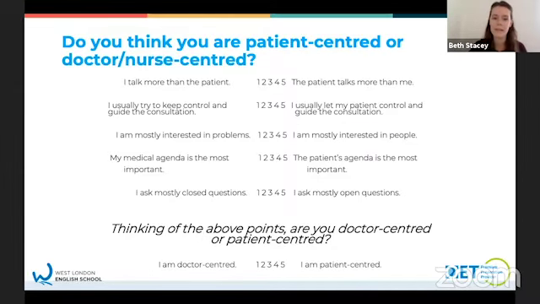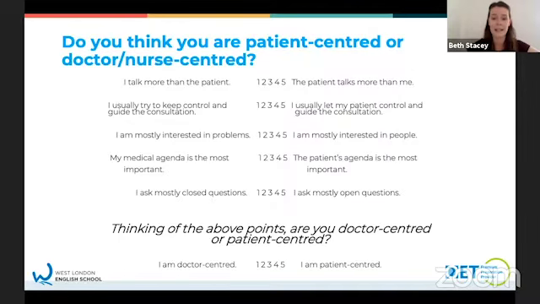Okay, well, hopefully you have had a look through those and learned a little bit about yourself. Now, hopefully you are already patient-centered, but of course it depends where you're from. In some cultures, it is more important in society to be doctor-centered or nurse-centered. So this is something that depends on you personally and depends on where you are. However, it is important that you remember that for the OET, you need to be patient-centered.